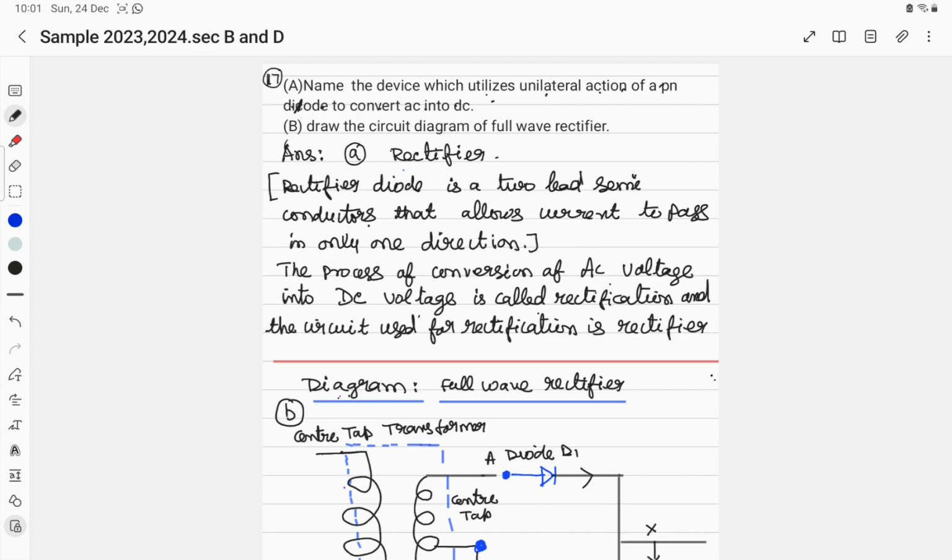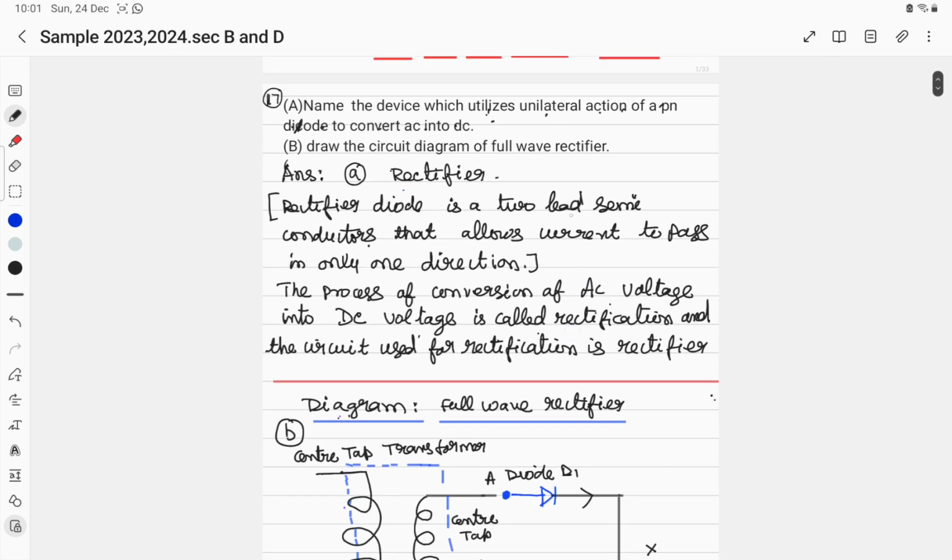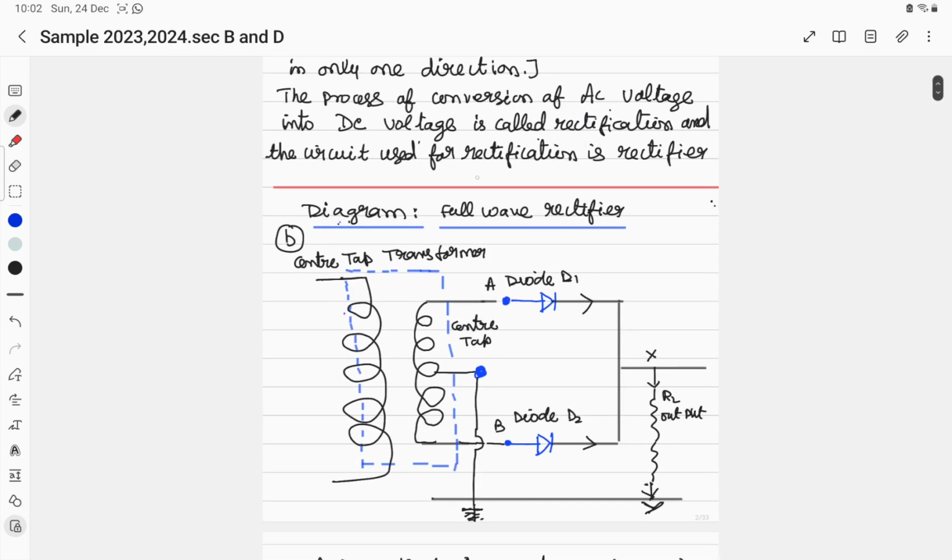Answer. A. The device which utilizes unilateral action of a PN diode to convert AC into DC is a rectifier. First we know what a rectifier is. A rectifier diode is a two-lead semiconductor that allows current to pass in only one direction. The process of conversion of AC voltage into DC voltage is called rectification, and the circuit used for rectification is a rectifier.